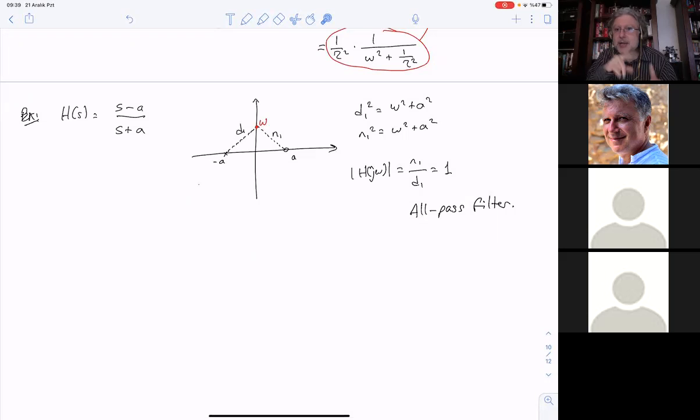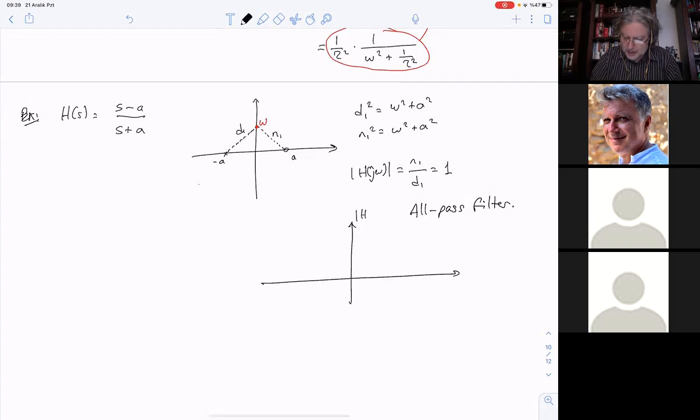This is a phase changing all-pass filter, but magnitude-wise it is passing just everything. The magnitude of H of j omega over the omega axis is 1. It's just passing everything. It's an all-pass filter, but it's not an identity filter. To see that it's not an identity filter, we must look at its phase response or angle response too.